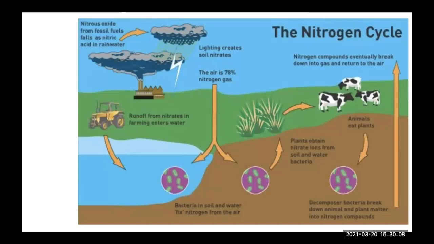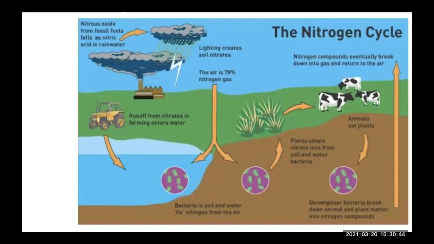And then we have runoff from the nitrates in farming and ranching that also enter the water. This part of the cycle is a negative part of the cycle. The air with 78% nitrogen gas is part of the nitrogen cycle. This allows bacteria in the soil to fix the nitrogen from the air and put it into a form that is usable. It changes into nitrates. Plants absorb the nitrates. The animals eat the plants.